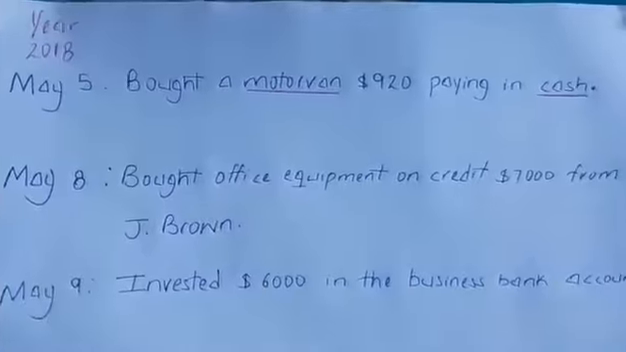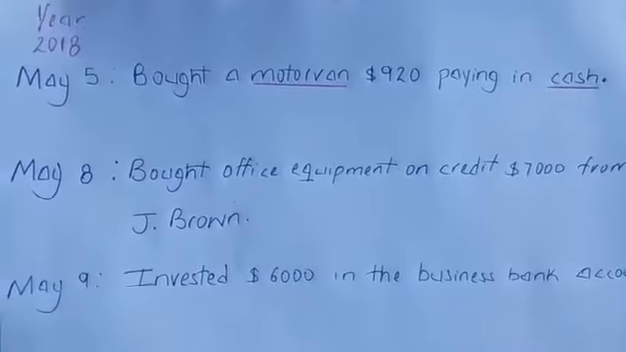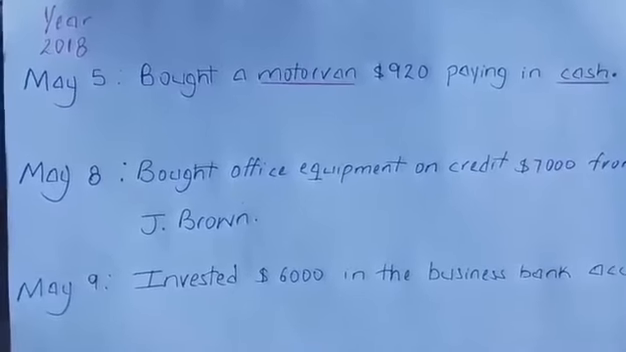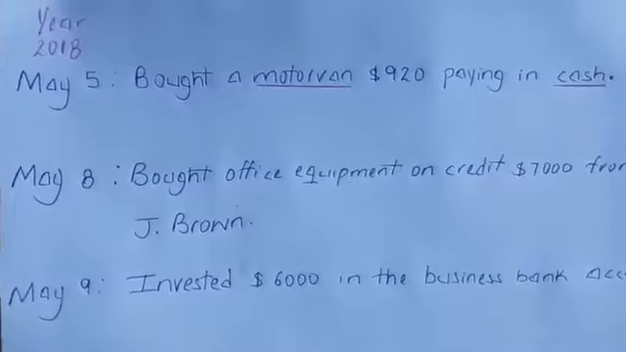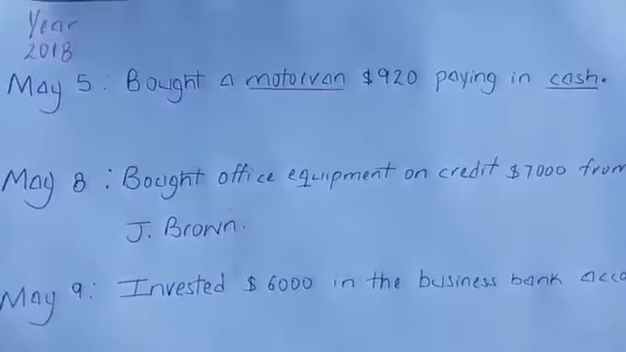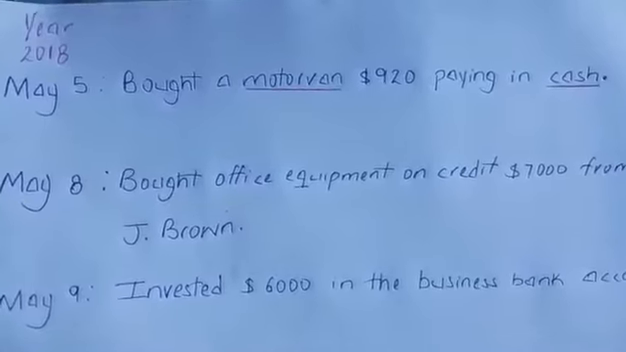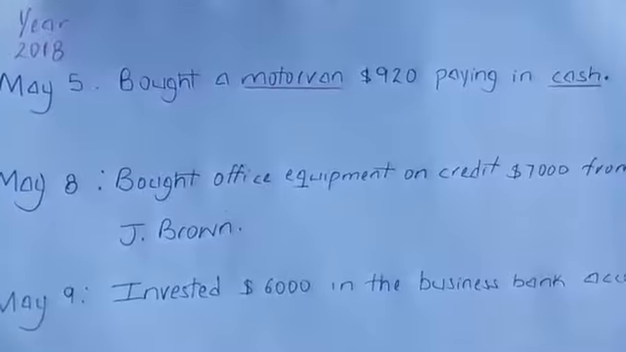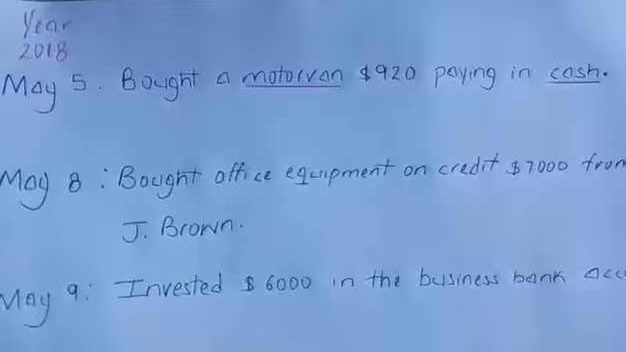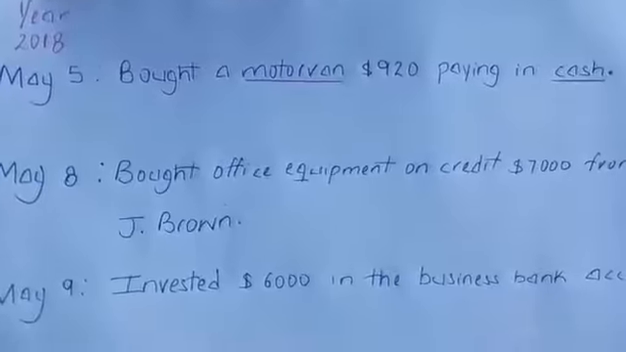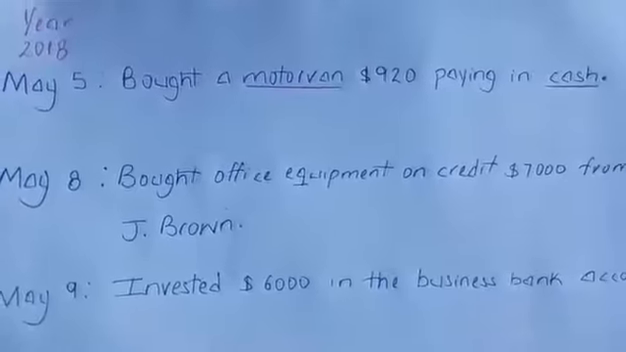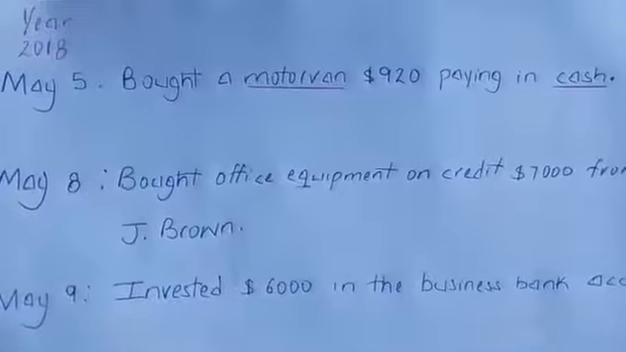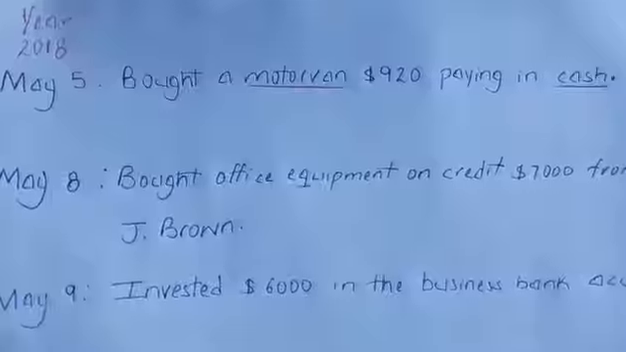And a small point to note, all transactions must be looked at from the business perspective. So from the business point of view. So it is the business that bought a motor van paying in cash. So if the business bought a motor van, that simply means that motor van is increasing in the organization. So I'm going to put a small plus over motor van.